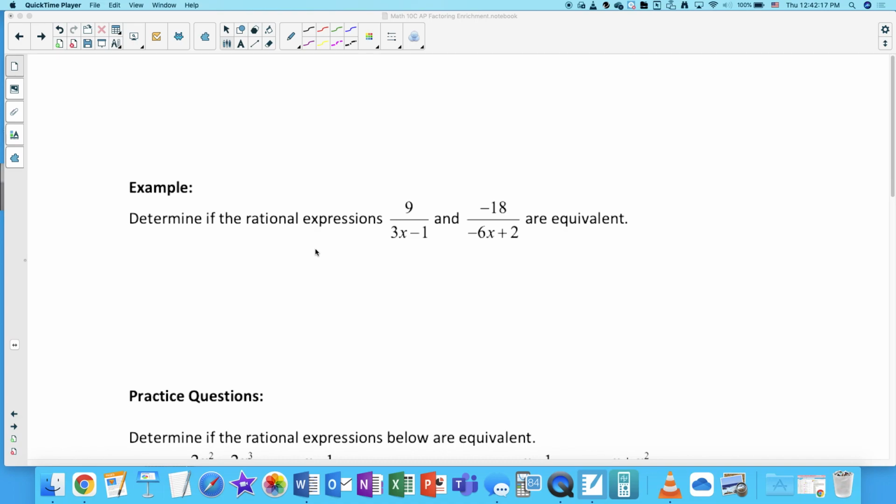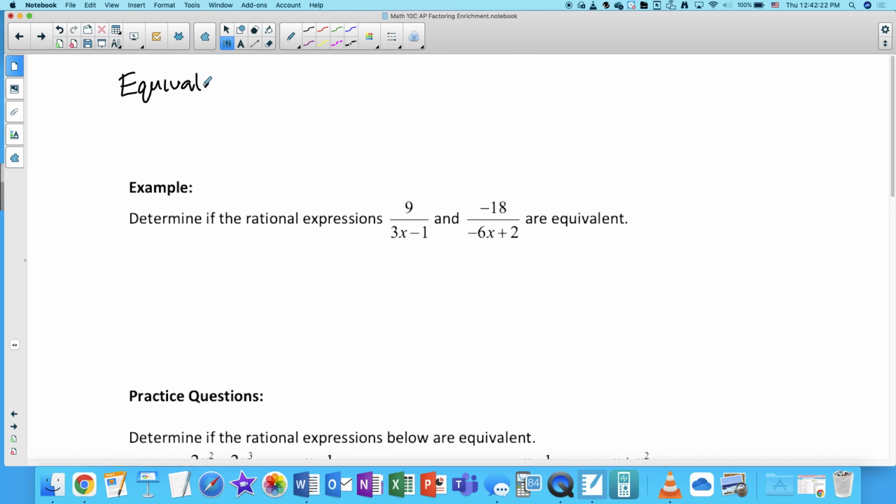The title, I think, is Equivalent Rational Expressions. Okay. So we say that two rational expressions are equivalent when their simplified forms are equal to one another.